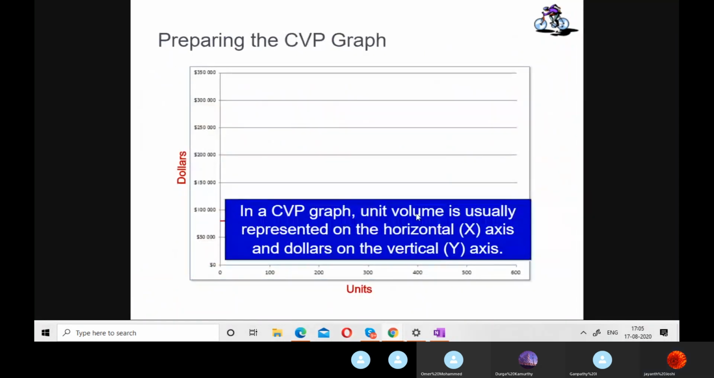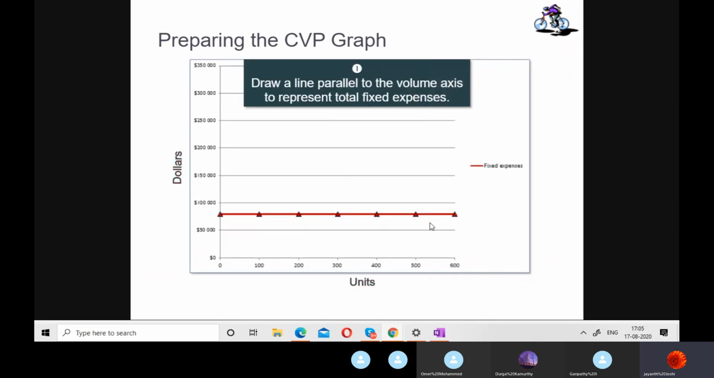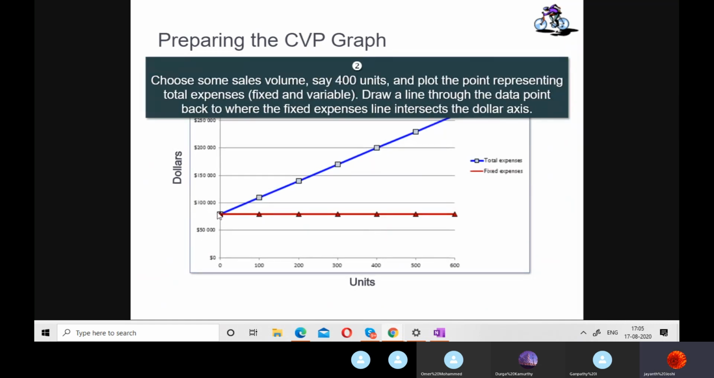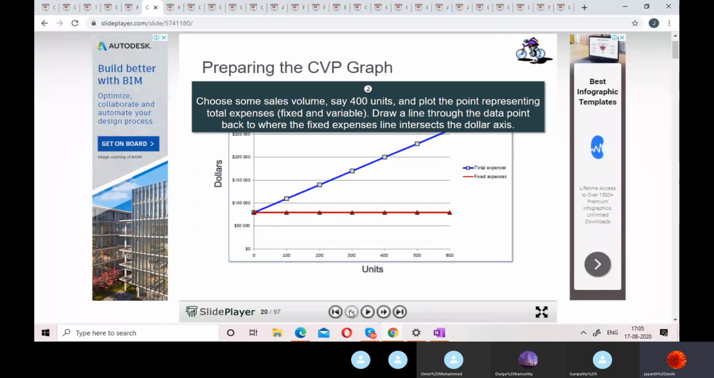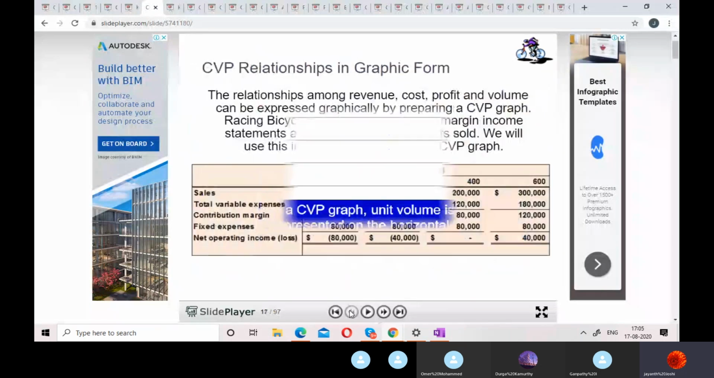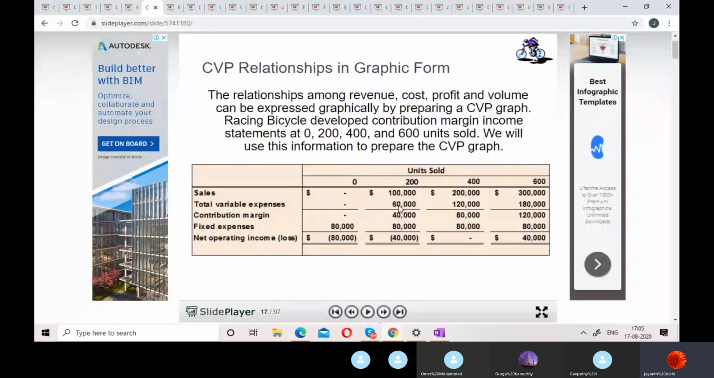See here. Units on the x-axis, dollars on the y-axis. So these are number of units. These are number of dollars. Fixed is always fixed. It is like 80,000 fixed. And total expenses are increasing now because you will be adding up your fixed and variable in case of total expenses. See, your variable expenses are 60, your fixed expenses are 80. So it is 1,40,000. Here it is 2 lakhs.